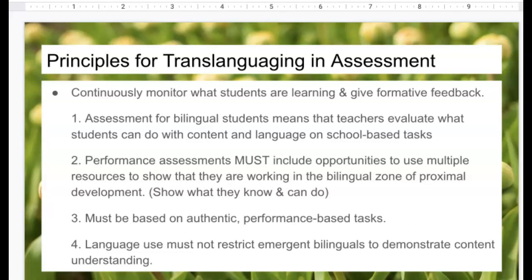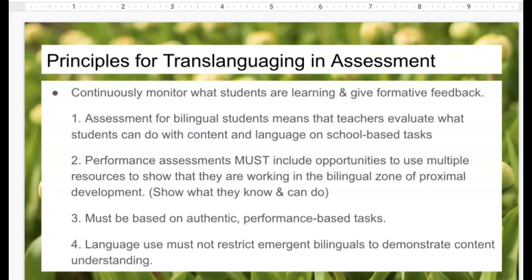It's really important too that our assessments are authentic. This is where we get into trouble with so many standardized tests that are not designed for bilingual learners. They're designed for monolingual, mostly English-speaking students, and that is not a reflection of what they can do. So think about project-based learning, performance-based tasks.